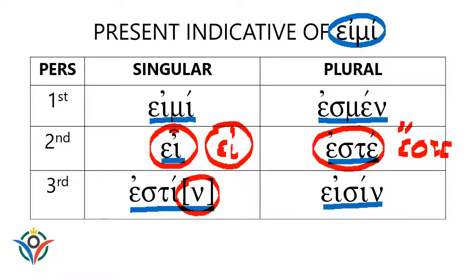Let me say them one more time for you. So we have eimi, ei, esti, esmen, este, and eisin.